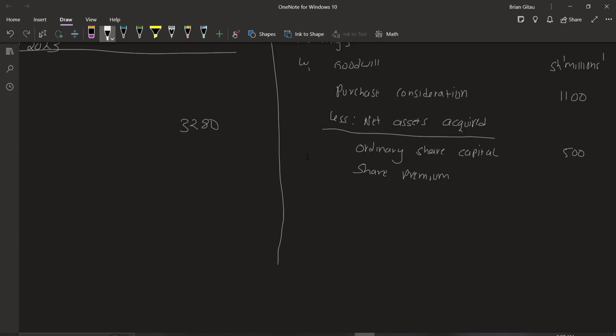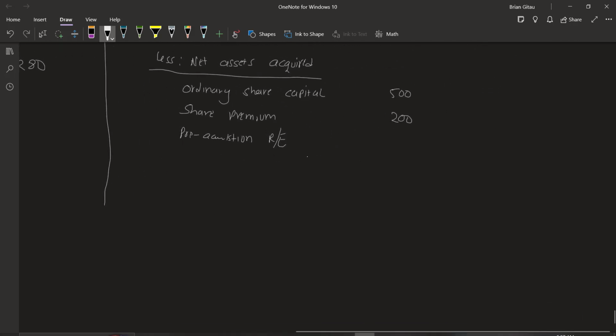Share premium, we have it as 200. We also have pre-acquisition retained earnings. So we get the pre-acquisition retained earnings from our income statement, and we are told that, let me see, on additional information number... well, it's not actually in the additional information, but we have it on the balance sheet.